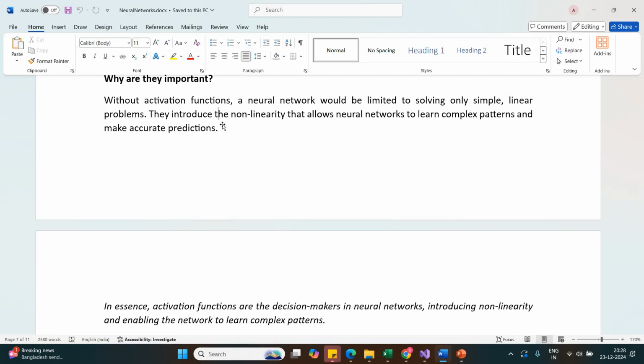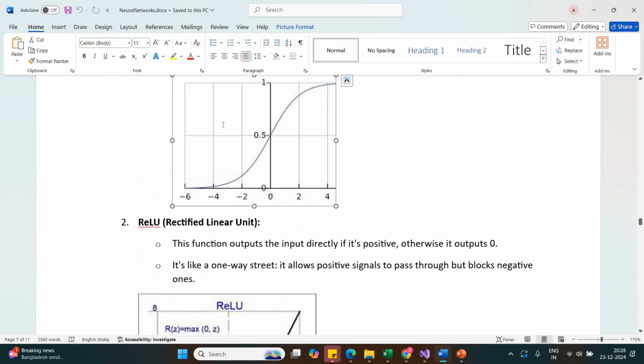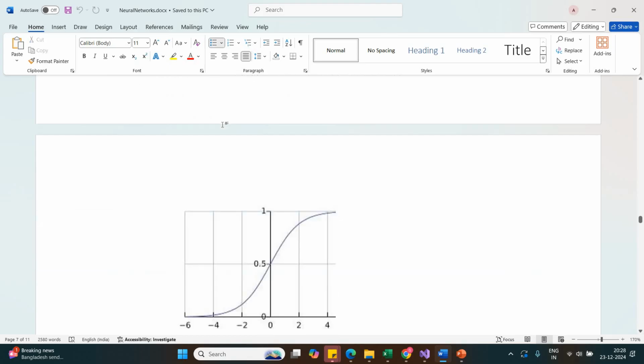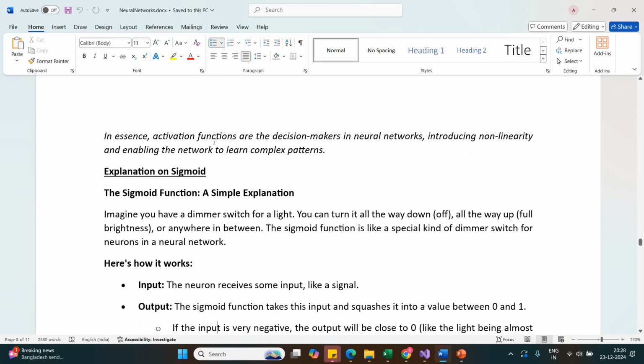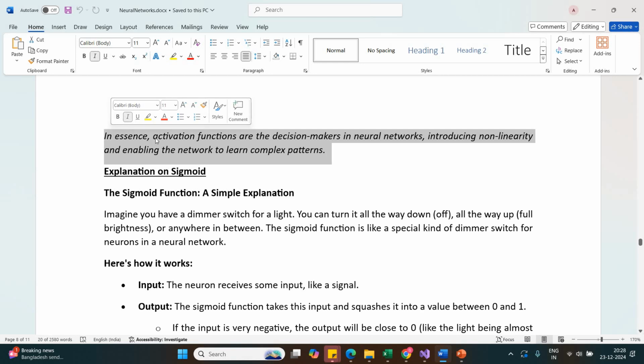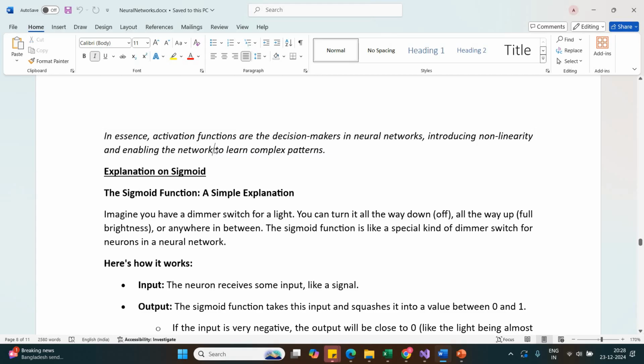You can see the different equations of the functions, which we are going to see in the next section. So in essence, activation functions are the decision makers in a neural network, introducing non-linearity and enabling the network to learn complex patterns. This is the essence of the activation function, the reason why they are needed. They are the decision makers in the neural network.